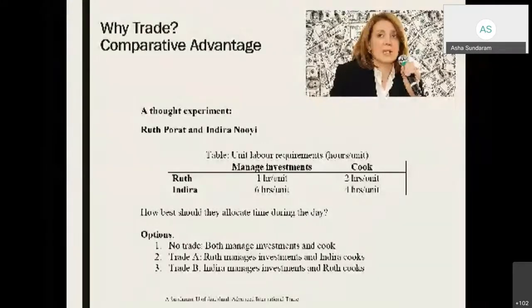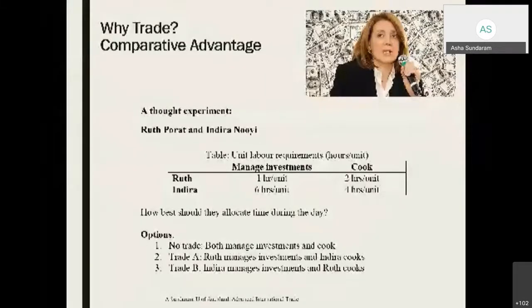Okay? There is another option, which is what we call trade A, option A, which is that Ruth is going to do what she is relatively better at, and Indira is going to do what she is relatively better at. So we have already established that Indira is relatively better at cooking, and Ruth is relatively better at managing investments. So option A is Ruth does the investments for both of them, and Indira does the cooking for both of them, right? And then they just trade. So that's a trade A scenario.